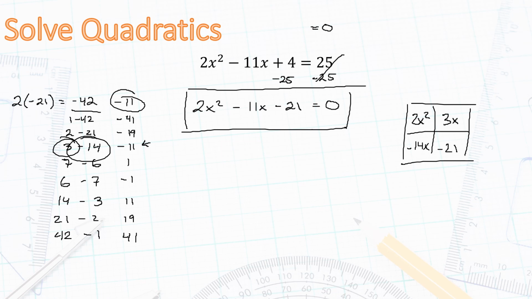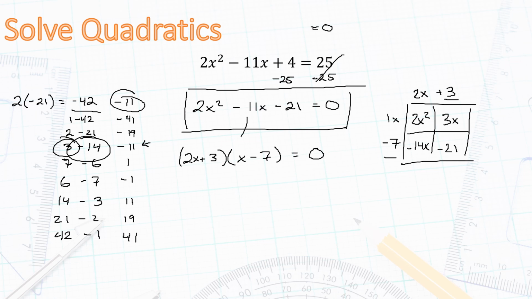So factors of 2 are going to be 2 and 1. 14 is even, 3 is not, so I'm going to put the 2 up top and 1x on the left. 2x times blank is minus 14x. That's minus 7. And 1x times blank is 3x, that must be 3. So my factors are 2x plus 3 and x minus 7, and this is all still equal to 0.